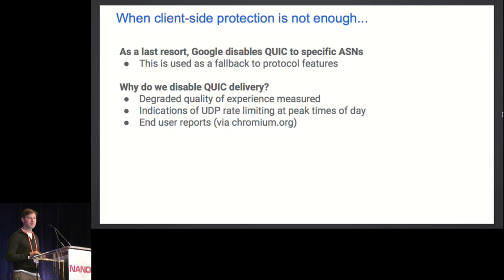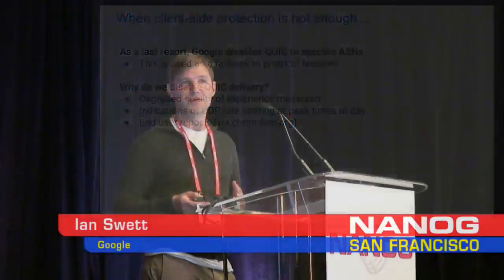So why would we disable QUIC? Usually we get lots of indications that quality of experience, commonly YouTube, is hugely degraded for that network. Commonly it's due to UDP rate limiting, virtually always, actually. And in the worst case scenario, we rely on end user reports to give us indications of problems.